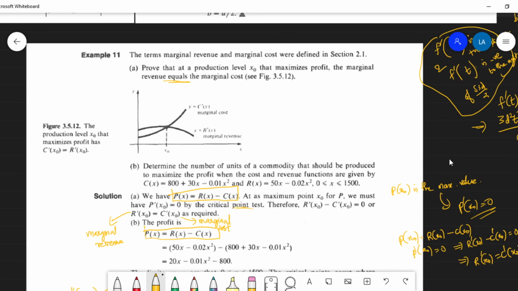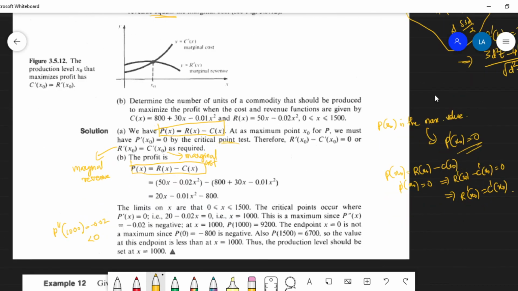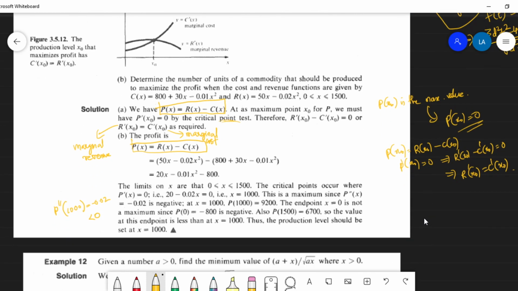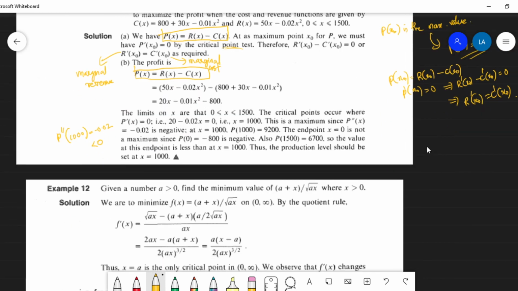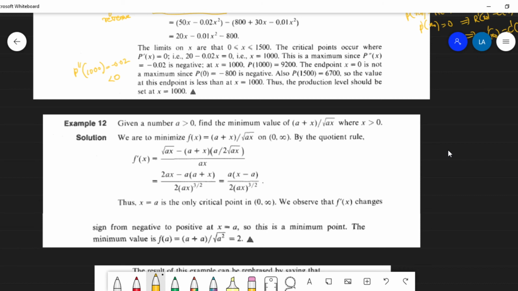So when you write the lecture notes, you very legibly write the points which are discussed during the lecture. Now you have example 12.